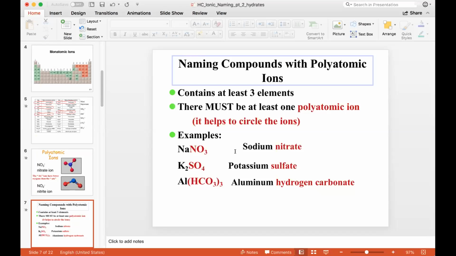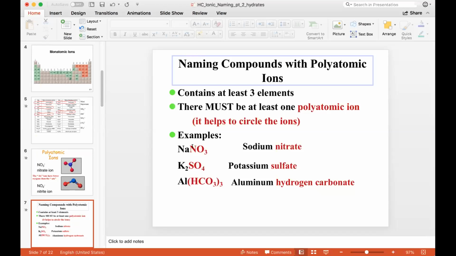Polyatomic ions always form compounds that end up with 3 or more elements. And in polyatomic ion compounds, there's always at least one polyatomic ion. Where it says it helps to circle the ions, I'll show you a trick about that with determining names. But for instance, this is a polyatomic ion.